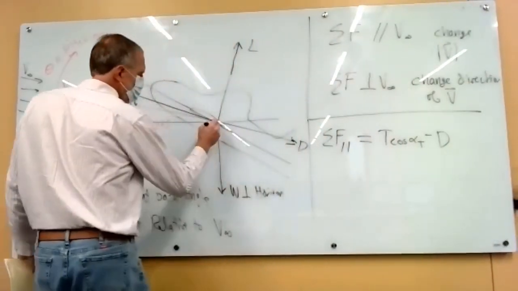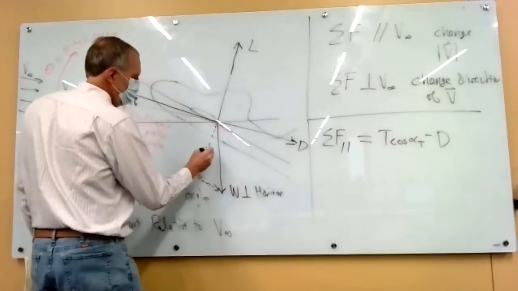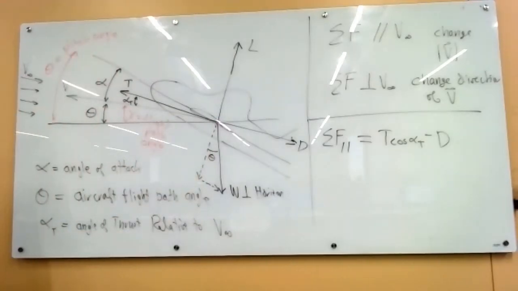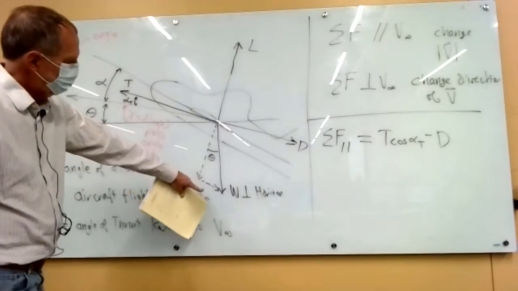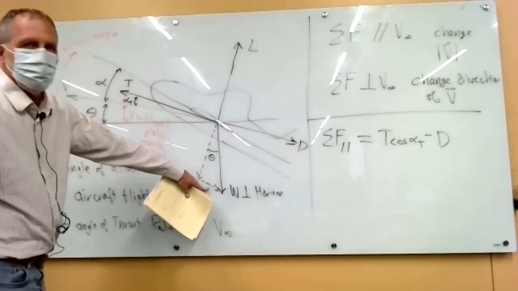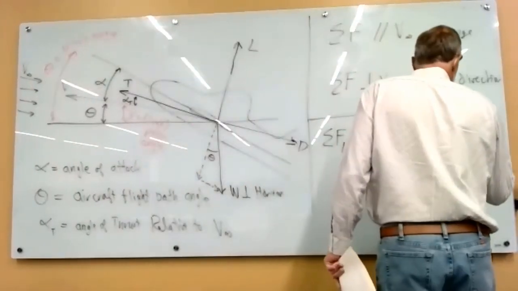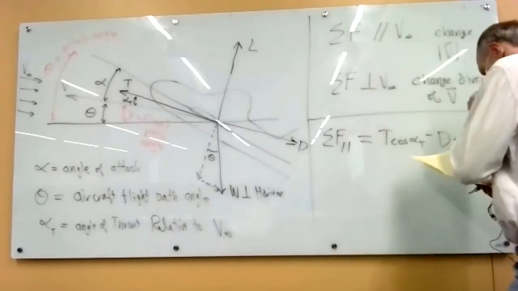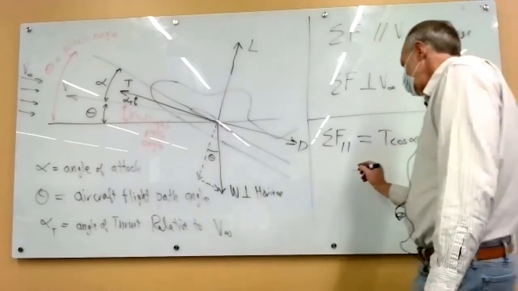What's this angle? We have to do components of the weight this way and this way, right? And this is that angle theta. So we have to get perpendicular and parallel components. So this is W sine theta, right? The opposite. There's our sum of the forces parallel.